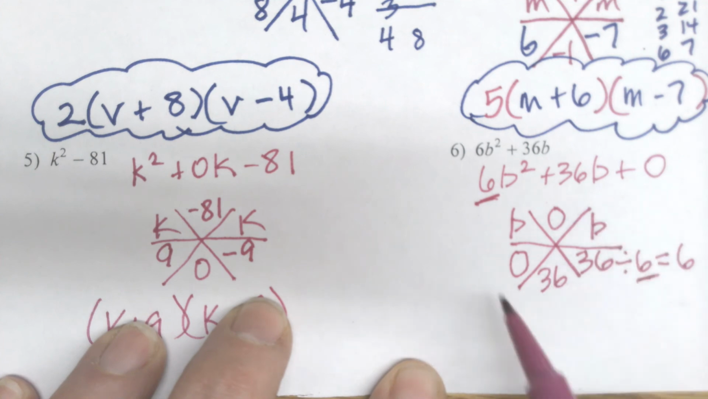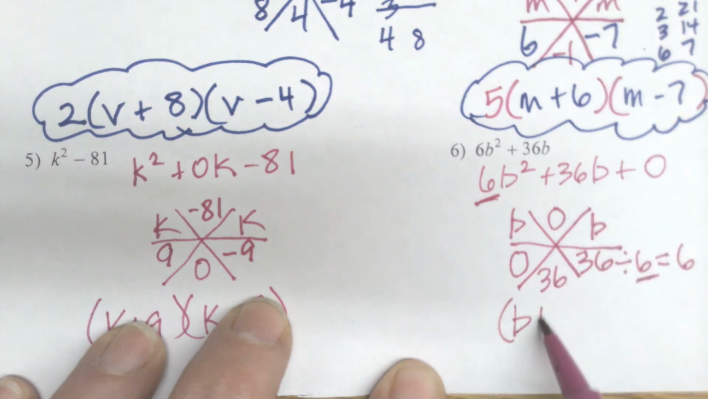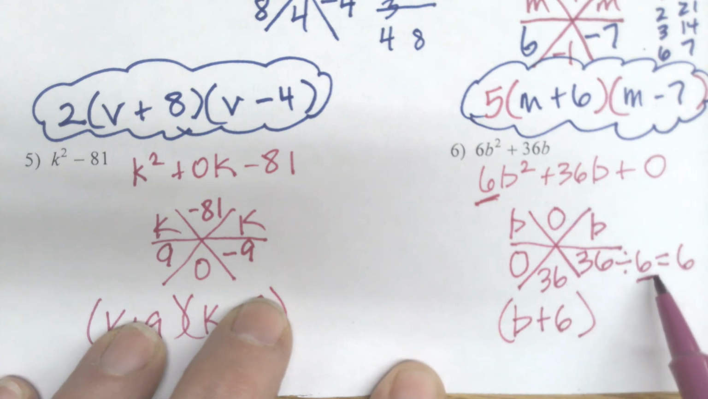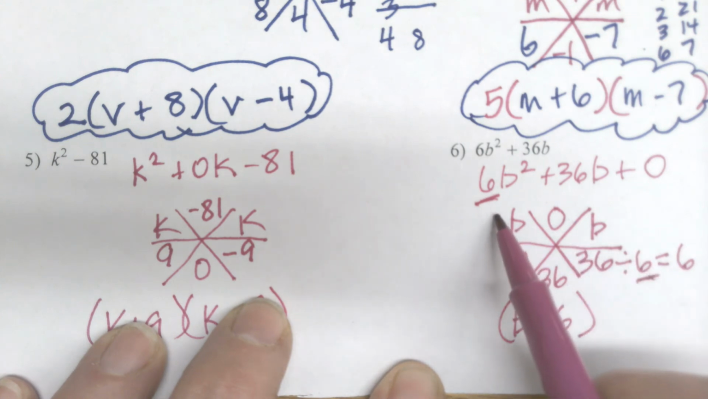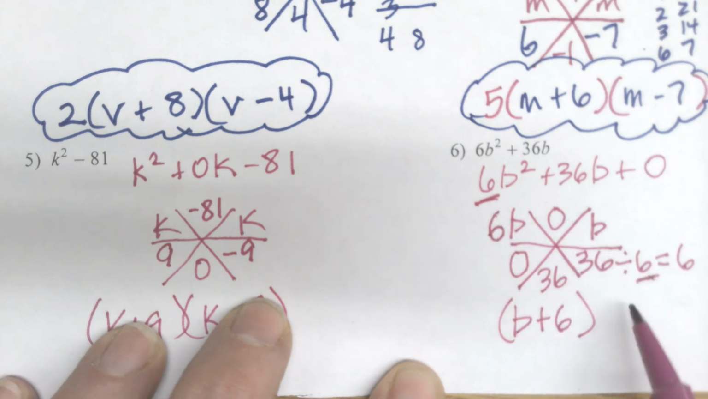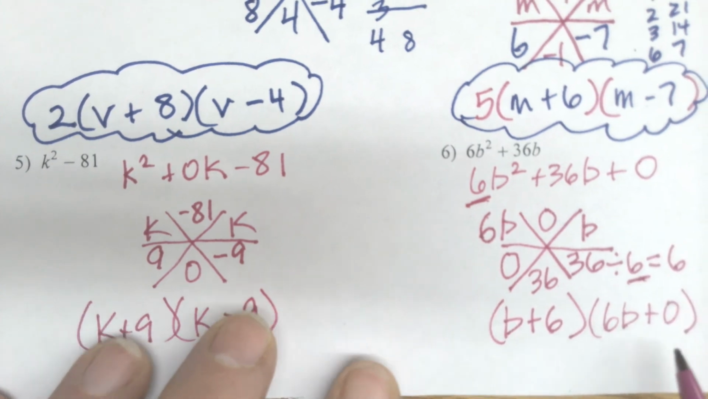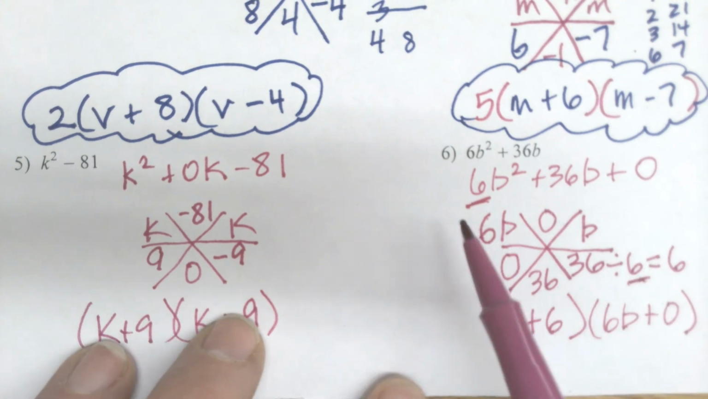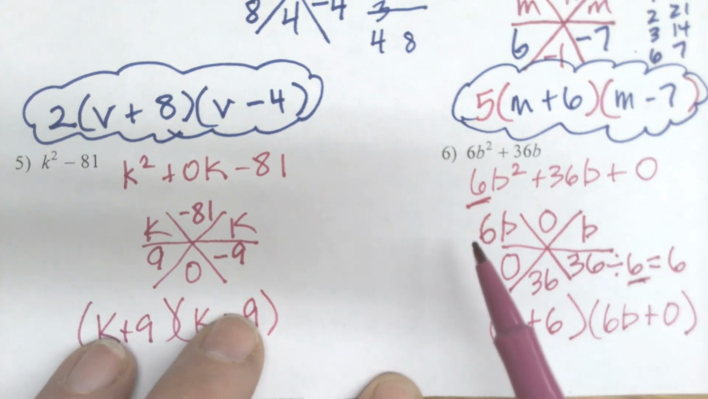that part there would be B plus 6. Because I divided that by 6, that 6 has to go on to the other B. So then it's times 6b plus 0. So b plus 6 times 6b plus 0. Again, a little bit weird. I have to divide it out and multiply it through.